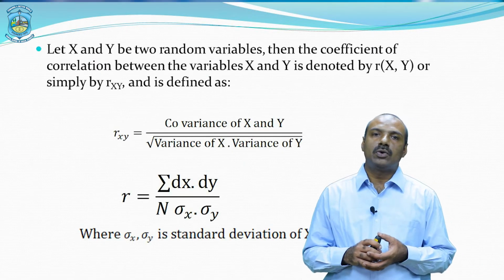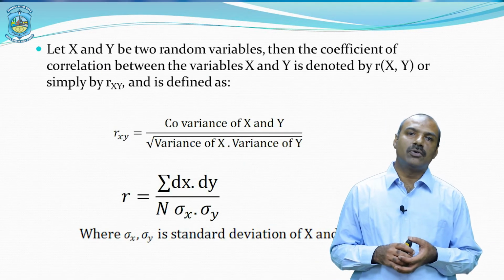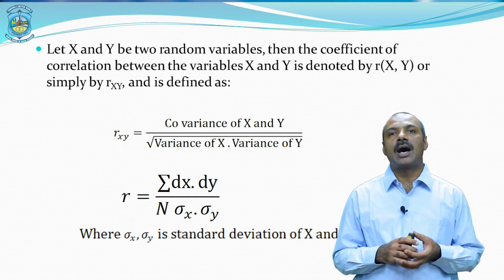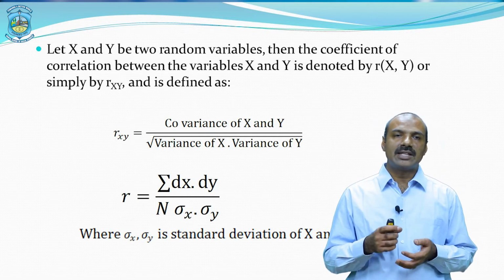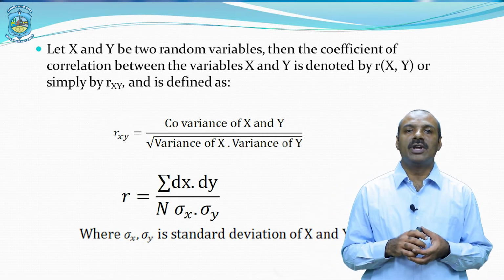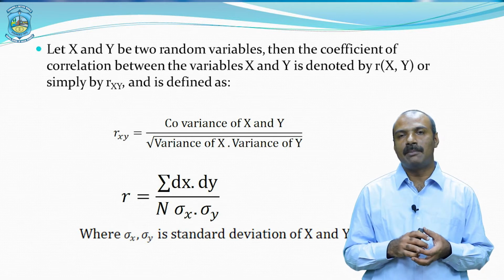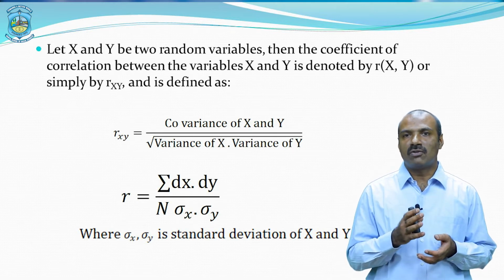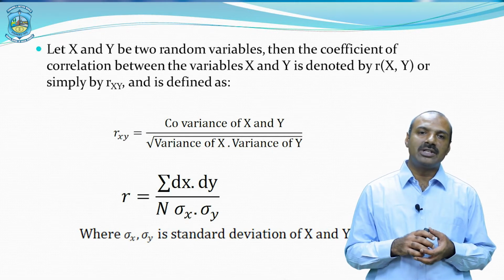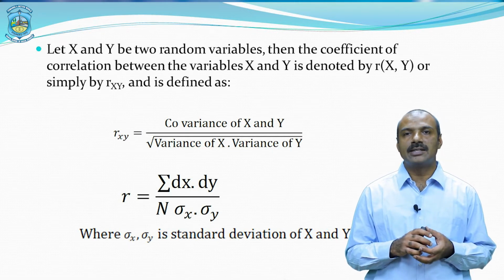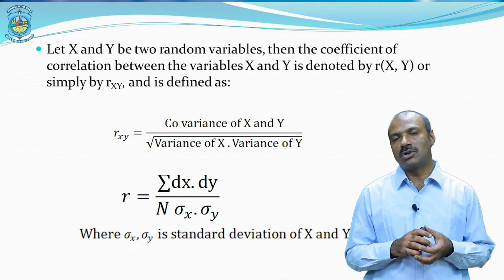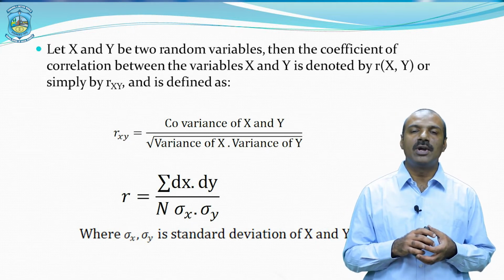Let x and y be two random variables. Then the coefficient of correlation between the variables x and y is denoted by rxy, or we can say r with subscript xy. r is basically the covariance of x and y divided by the square root of the variance of x multiplied by the variance of y. In terms of standard deviation, we can even write r as summation dx dy divided by n times the standard deviation of x and the standard deviation of y.